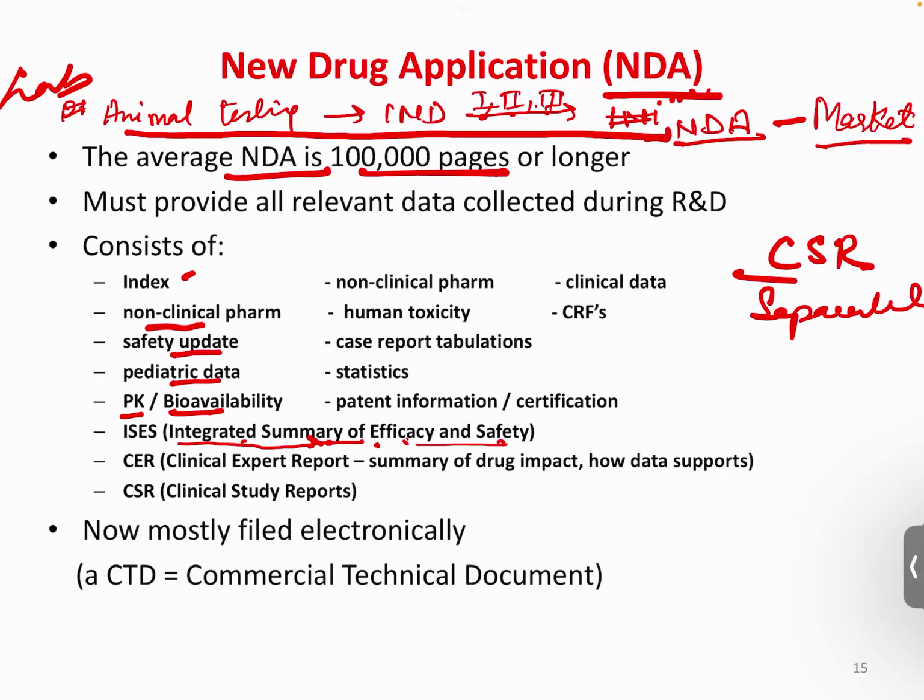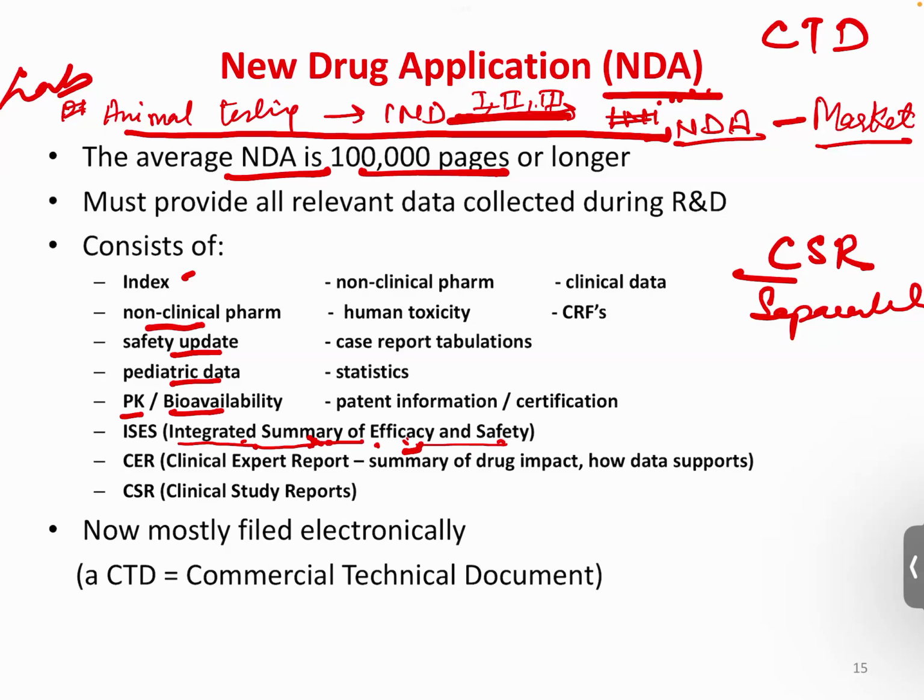We will learn in a coming class. So what you do is combine the safety and efficacy reports of all these 3 phases. That is why it is known as an integrated summary of efficacy and safety, to make one compiled report so that they can read the whole story of a molecule.